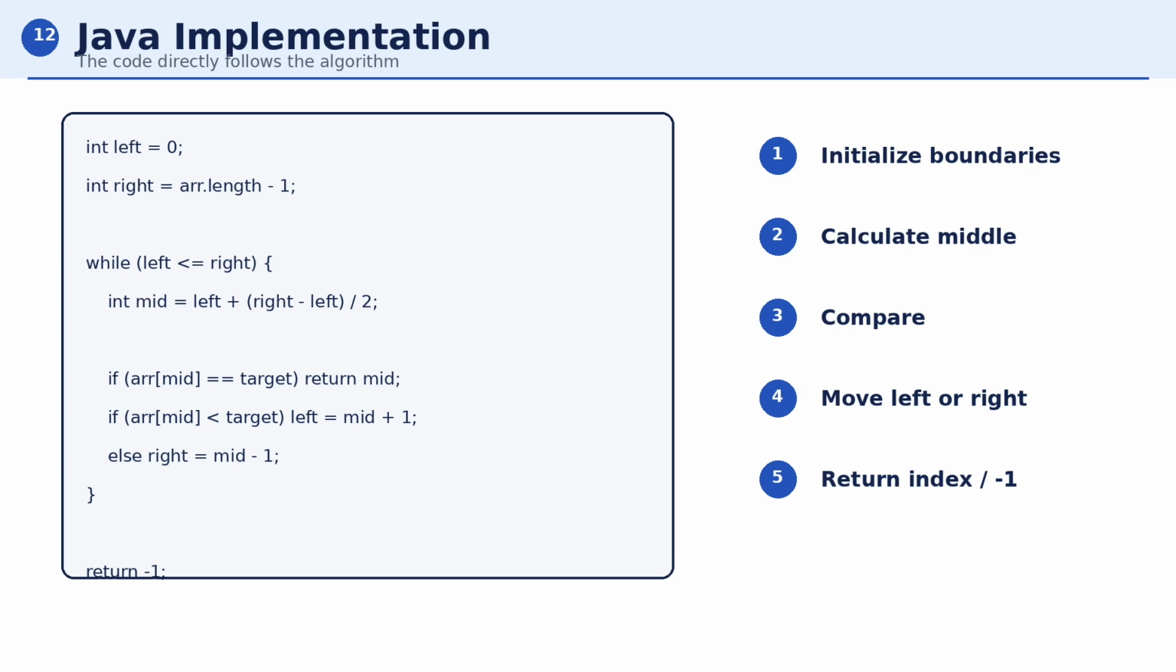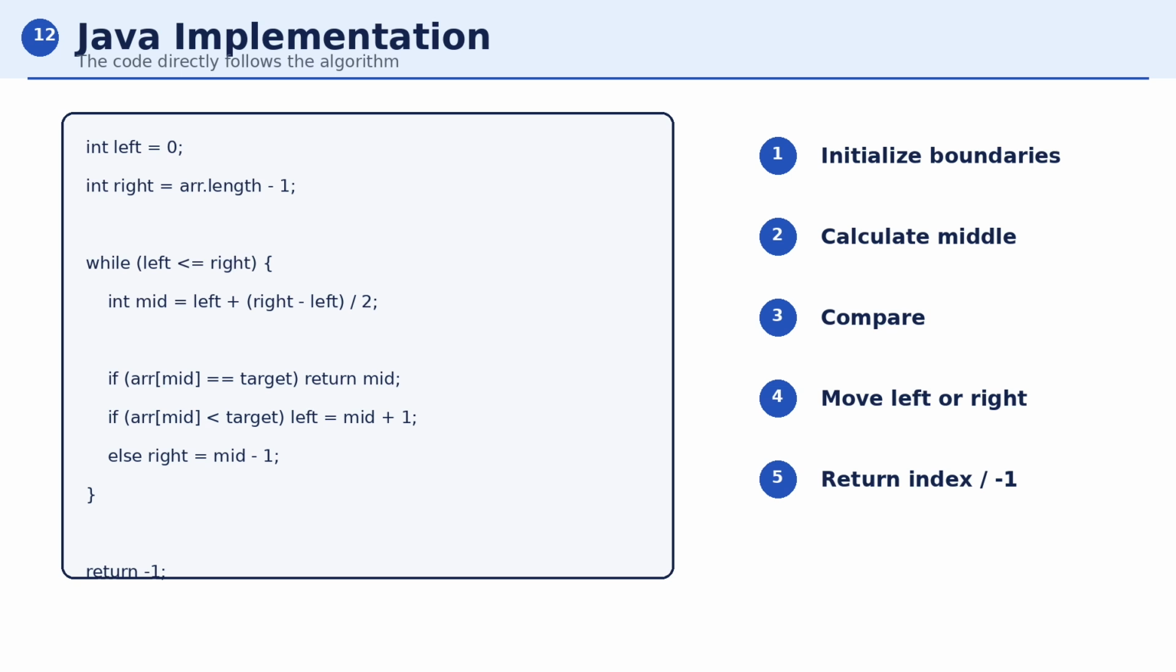Inside the loop, we calculate the middle. Mid equals left plus (right minus left) divided by 2. This is a safe and commonly used way of calculating the middle index. Now comes the most important part. If array of mid equals target, if the middle element is equal to our target, we have found it. So we simply return the index.